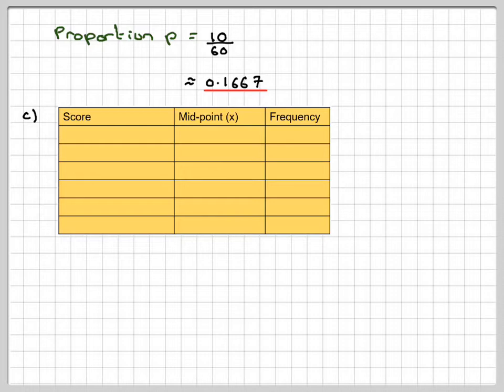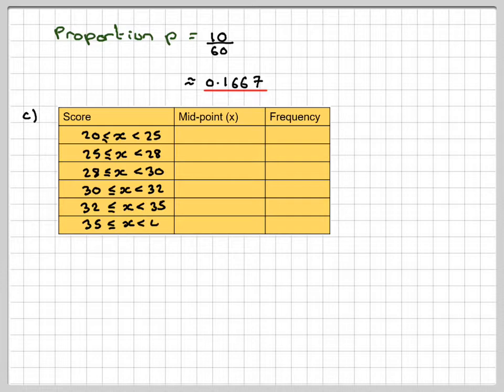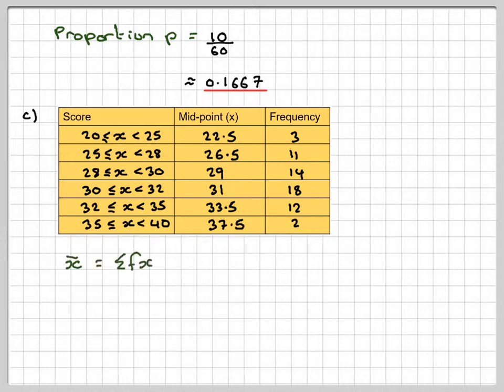Right, so now we need to calculate the sample mean and standard deviation. So taking down the class widths and then writing down the frequencies from the table, just write them as a column. Then we need to find the midpoint of each of these, so that's going to be 22.5, 26.5, 29, 31, 33.5 and 37.5. The sample mean is going to be sigma fx over sigma f, but before we do that, let's just go to our calculator.